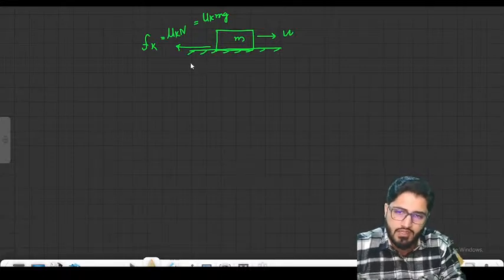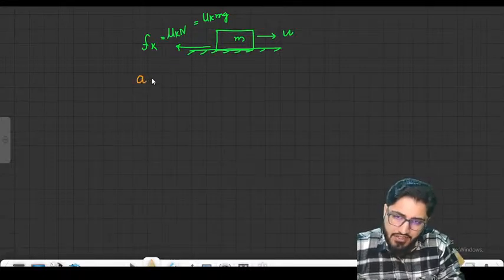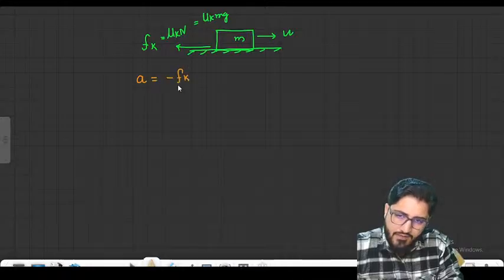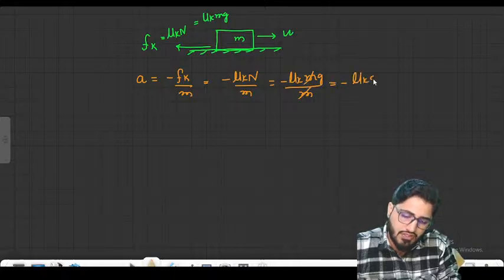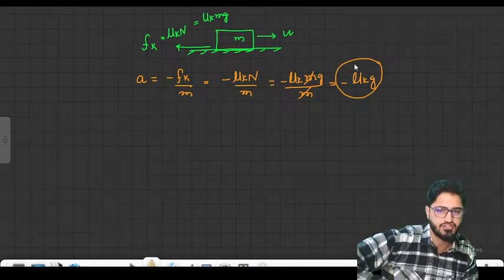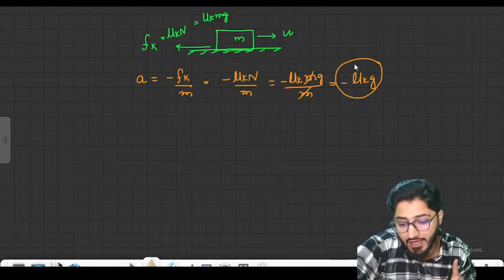Now what will be there? Sir, what is acceleration? Acceleration means net force, that is minus fk, divided by m. Minus fk will be minus nu k N, so it is minus nu k mg by m. m and m cancel out, it is minus nu k times g. So there will be a retardation.